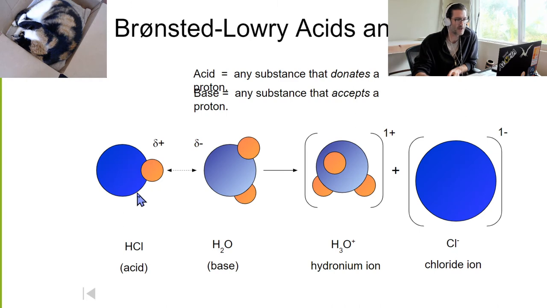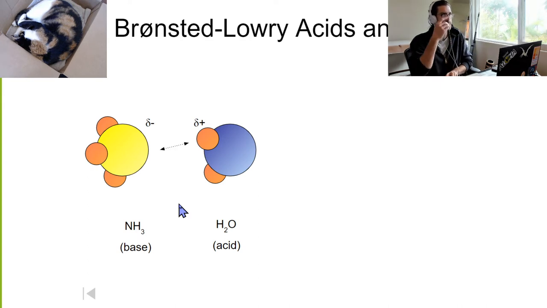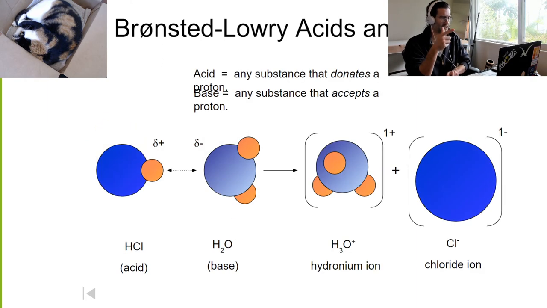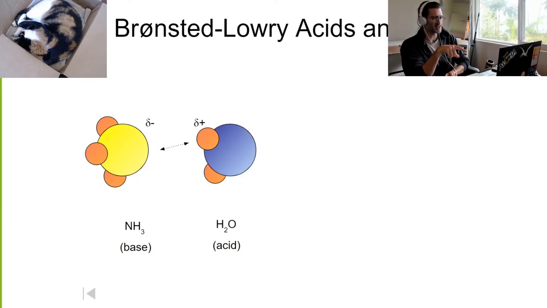Same picture, different colors. Now we have different molecules. Now we have NH3, which is a base, so it's going to be accepting a proton. And we have H2O, which is an acid. Wait, hang on. Here H2O is a base. Here H2O is an acid. So it's going to be behaving like an acid, so it's going to be donating a proton.